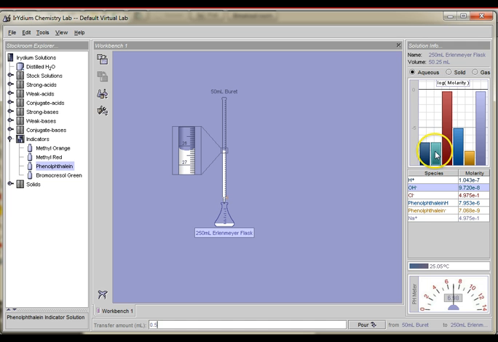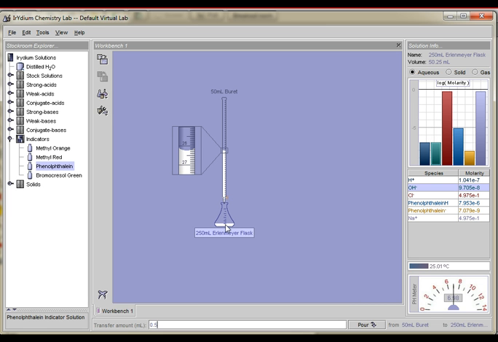Alright, so you can see that the hydroxide ion and H plus ion concentrations are equal. Yeah, this is a neutral solution. And you can see that the phenolphthalein does not change color in neutral solution. It is still colorless.